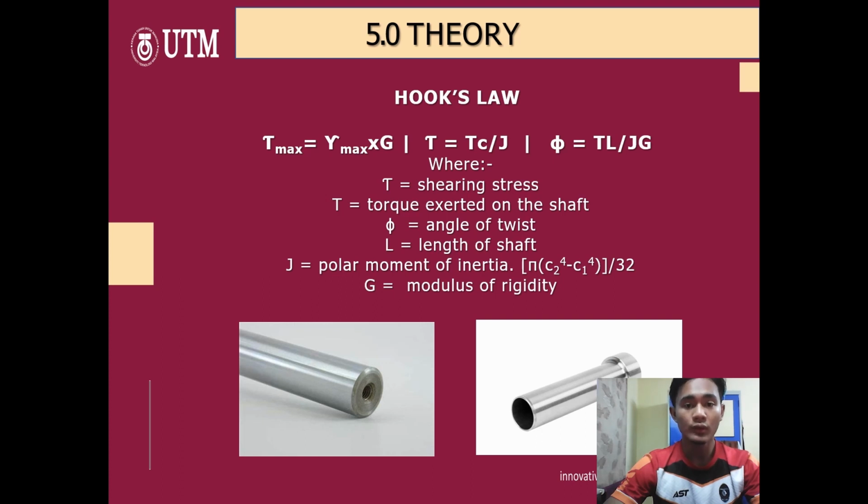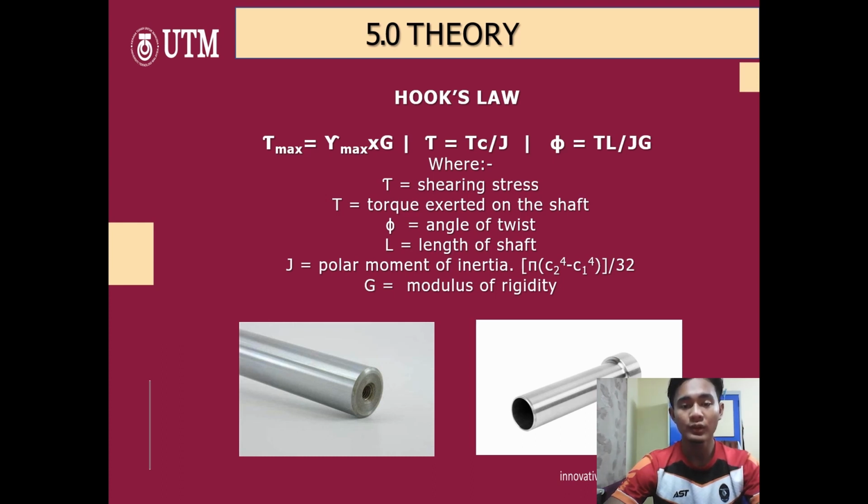We also need to consider Hooke's law, where Hooke's law is applied when the yield stress is not exceeded anywhere in the shaft, in the elastic range. So we can get the equation for maximum shear stress is equal to maximum shearing strain times G, where G is the modulus of rigidity. Other than that, the shear stress equation is T times c divided by J.